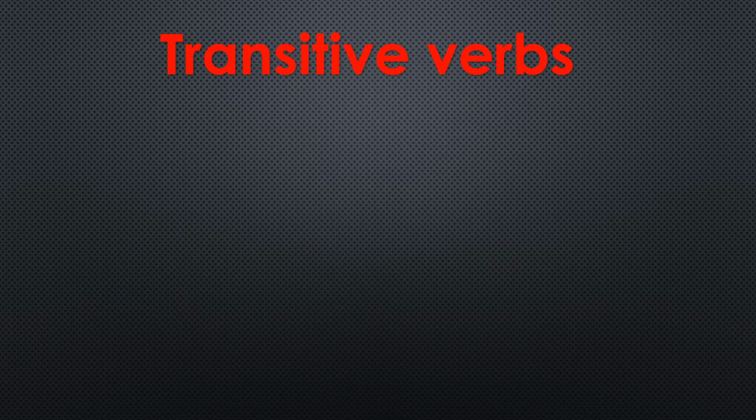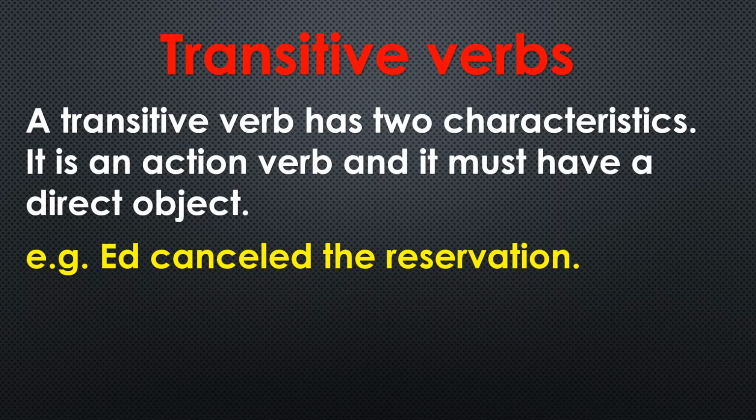Okay. In Lesson 3, we have studied transitive verbs, and we have said that the transitive verbs, who can remind me? Excellent. It has two characteristics. Number one, it should be an action verb, and it must have a direct object. So again, a transitive verb has two characteristics. It's an action verb and it must have a direct object.